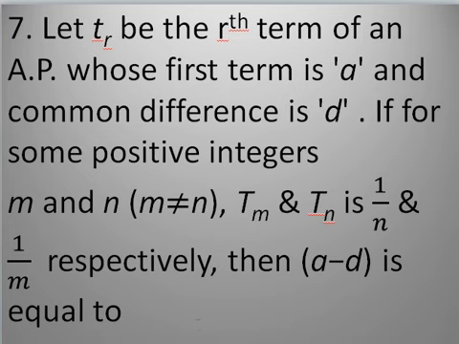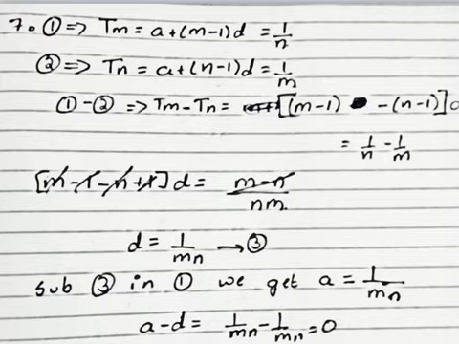Okay, let's see how I did this question. Now I'm taking the first equation as my mth term. My mth term is a plus m minus 1 into d, which is equal to 1 by n. I'm taking that as the first equation, and the second equation Tn equals to a plus n minus 1 into d, which is equal to 1 by m. So I'm subtracting 2 from equation 1, and I'm going to get Tm minus Tn equals to, a cancels out, I'm going to take d common, then I will get m minus n, minus whole of n minus 1 equals to 1 by n minus 1 by m.